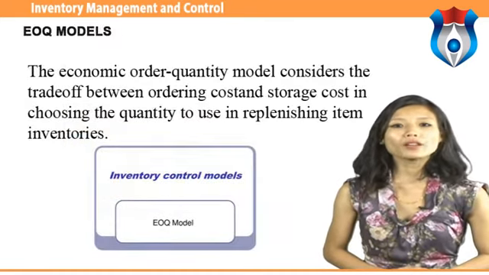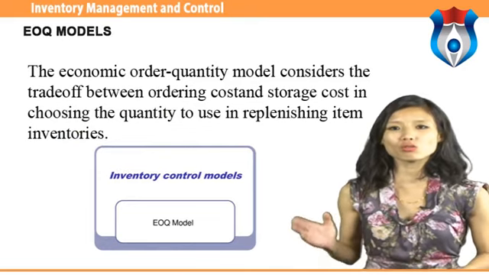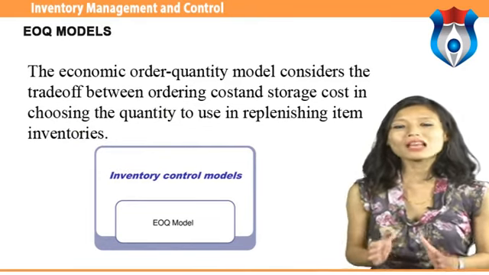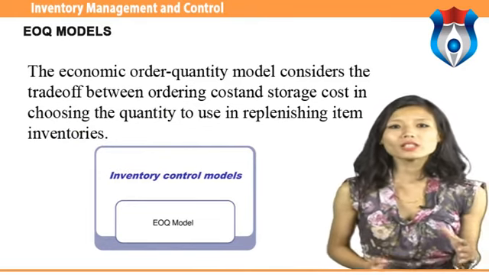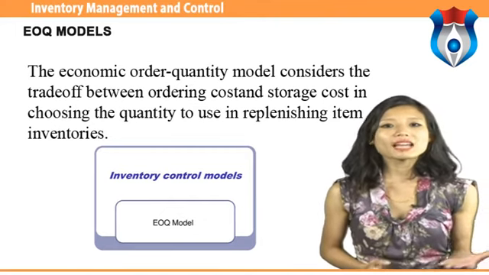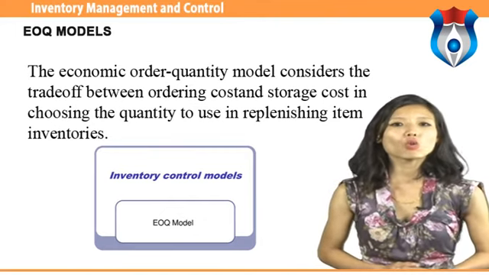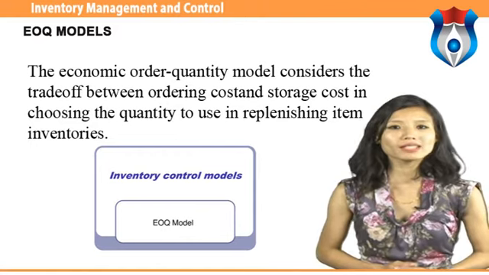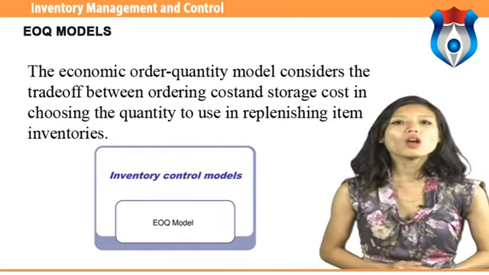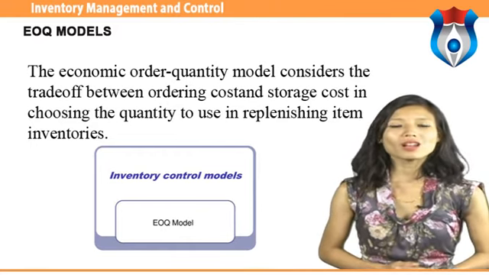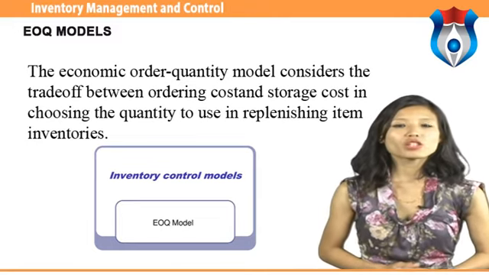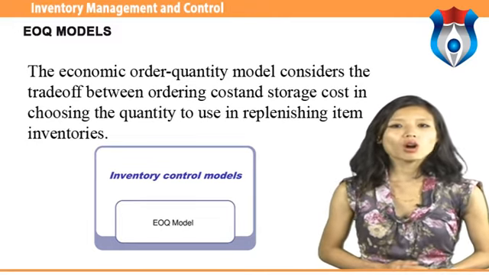The economic order quantity model considers the trade-off between ordering costs and storage costs and choosing the quantity to use in replenishing items' inventories. A larger order quantity reduces ordering frequency and hence ordering cost or amount, but requires holding a larger average inventory, which increases storage holding costs a month.